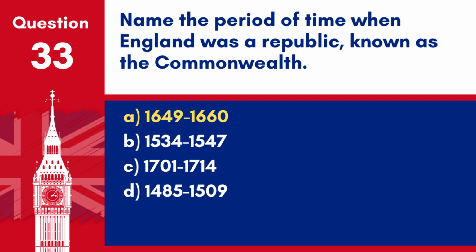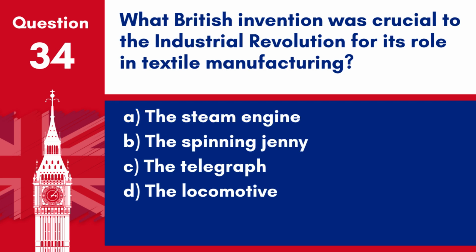Answer: A. 1649 to 1660. The period of time when England was a republic, known as the Commonwealth, was 1649 to 1660. Question 34. What British invention was crucial to the Industrial Revolution for its role in textile manufacturing?